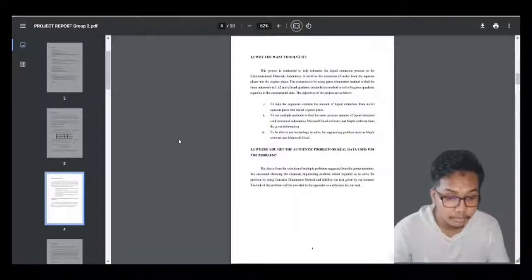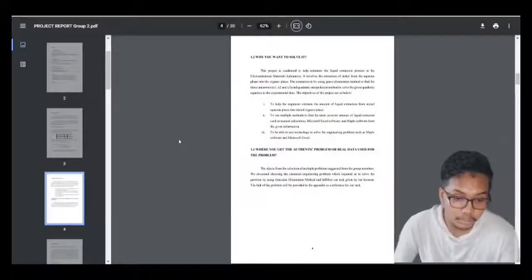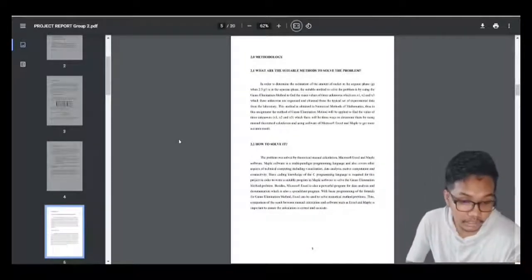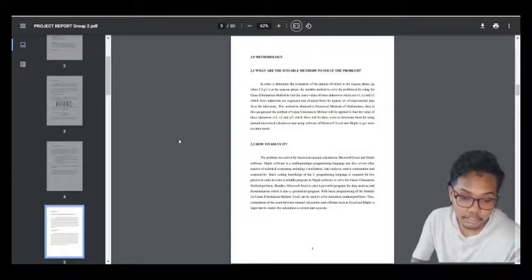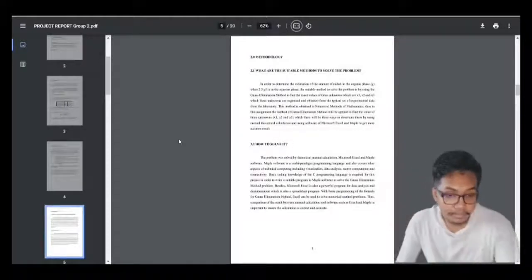So where did we get the authentic problem or real data used for this problem? The idea is from a selection of multiple problems suggested by the group members. We discussed and chose the chemical engineering problem, which requires us to solve it using the Gaussian elimination method, and fulfills our task given by our lecturer. The link to the problem will be provided in the appendix as a reference for our task.